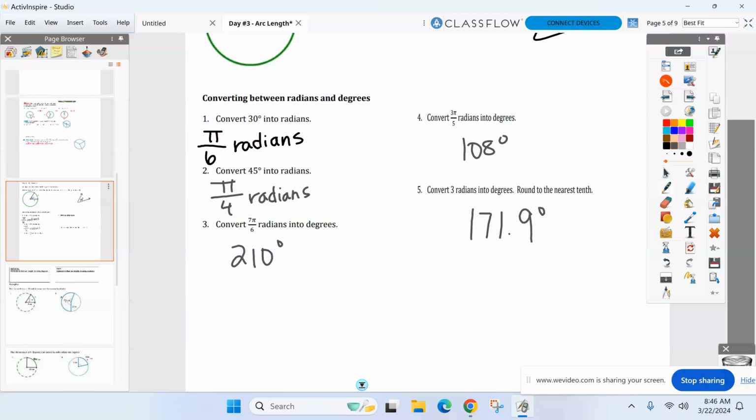Before we get to this next part, ask away if you don't feel comfortable converting. Got to tell the calculator if you are degrees or radians, though, so please make sure those units are next to it.